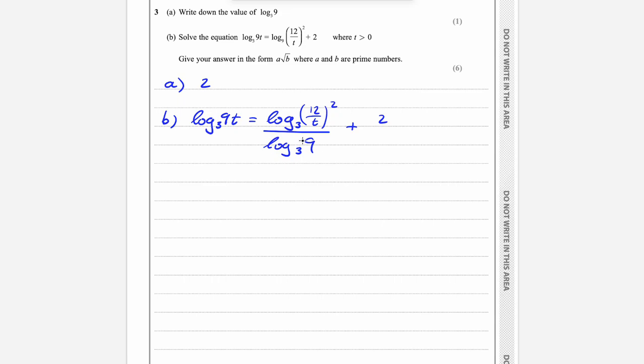We know, guys, that log 9 base 3 is 2, because we got it here. So let's multiply everything across by 2. So this is going to be 2 log 9t base 3 equals, this just cancels, so it's just log 12 over t squared base 3 plus 2. Oh sorry, I need to multiply this by 2, so that is 4.